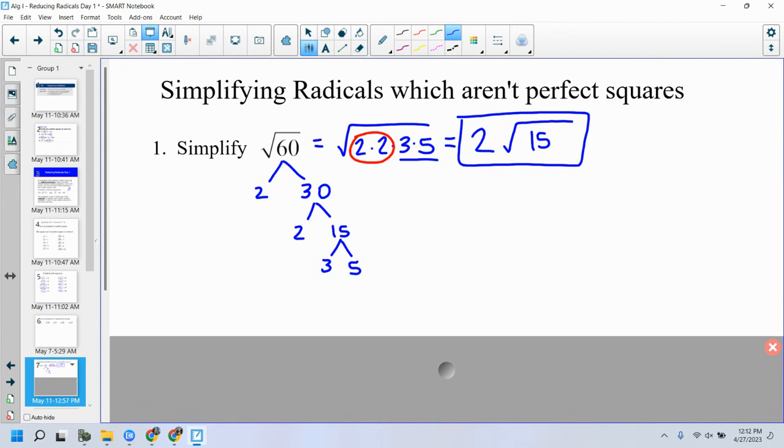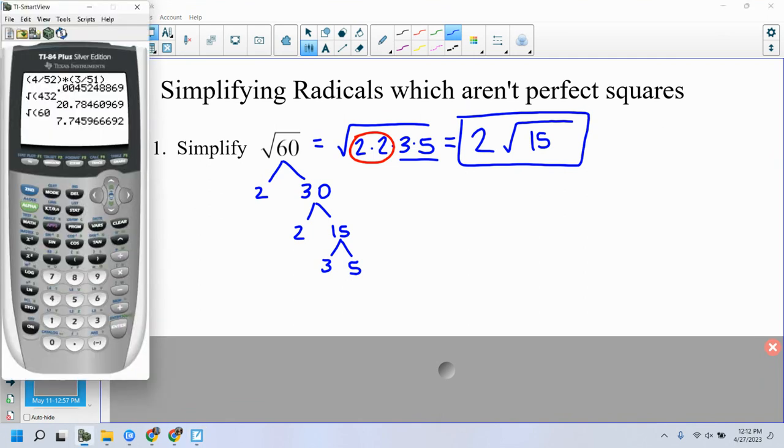Now, just as a reminder, did I change the value of the number? No. I just put it into what's called simplest radical form. Like if I took the square root of 60, I already did that right above it. 7.745. Now, if I recalculate 2 radical 15, what should this come out to be? Same number. The exact same number. So you can check your answers in the end by going back to the original number, putting that into your calculator, put your answer into your calculator. It should be the exact same thing.